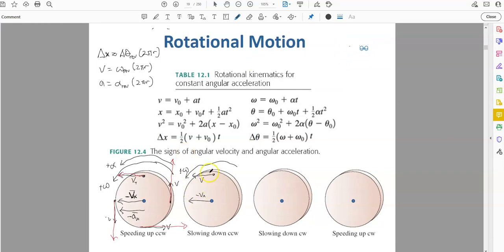Incidentally, going back to this wheel, it is rotating counterclockwise, but it's slowing down. That means the center of mass of the wheel is going to have a negative x direction velocity vector. But the definition of slowing down means the velocity vector is opposite the direction of the acceleration vector. So that means the acceleration vector is going to be pointed in the positive x direction. Okay?